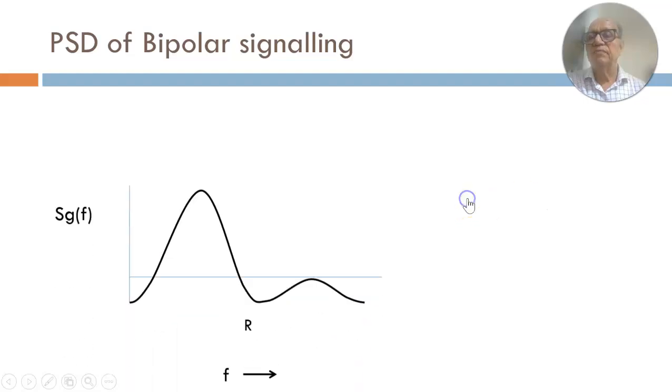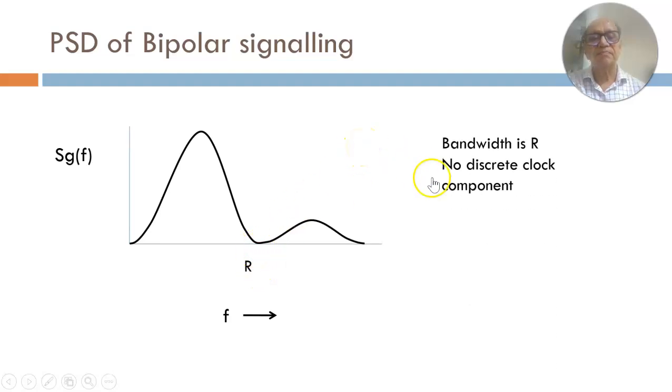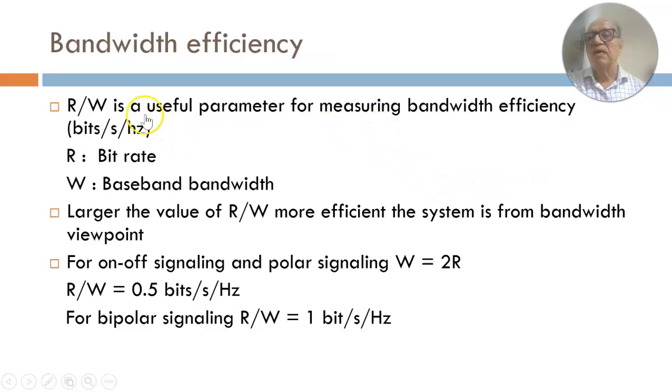So if you plot the PSD of the bipolar signaling, again you do not have a discrete clock component, but the advantage of the bipolar signaling is that the bandwidth required is R. Bandwidth is R, no discrete clock component. So we now define a term called bandwidth efficiency, which is R divided by the bandwidth required, R by W. This is a useful parameter for measuring bandwidth efficiency, where R is the bit rate in bits per second and W is the bandwidth.